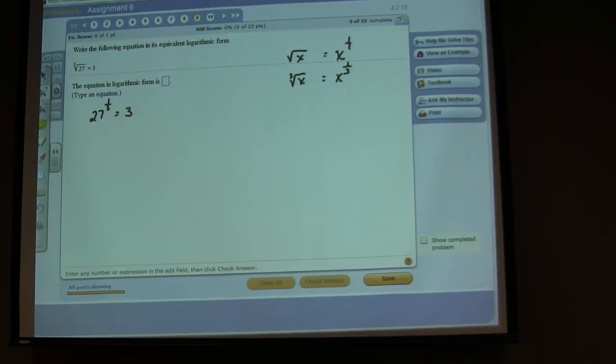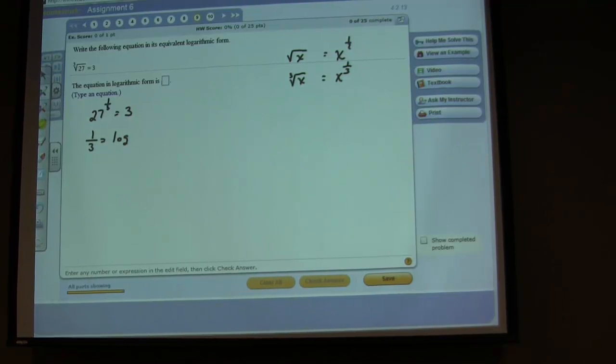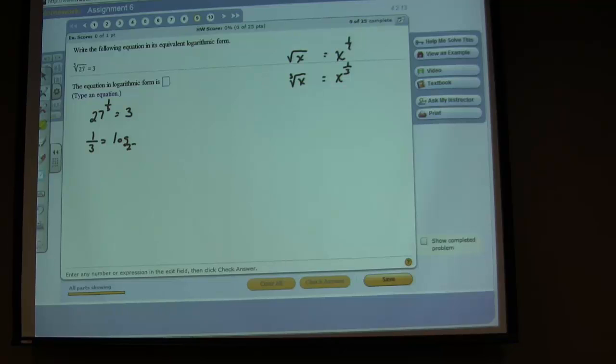Now let's put it into logarithmic form. Well, the exponent is 1/3, so we know that's what equals the log. The thing being raised to the 1/3 power is 27, so that's the base. And the resulting number is 3.